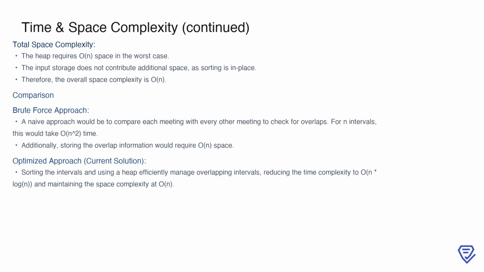The overall space complexity can be summarized as O(n), driven entirely by the heap, which stores the end times of overlapping meetings. Sorting the input list does not require extra memory beyond the original list, as it is performed in place. To put this into perspective, let's compare our optimized approach to a brute force method.